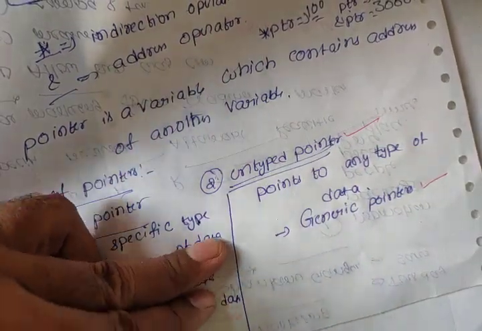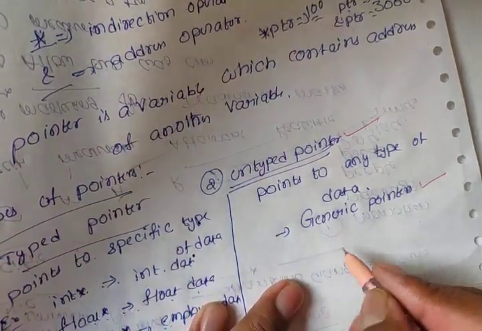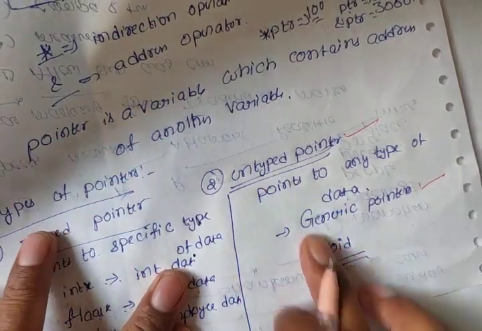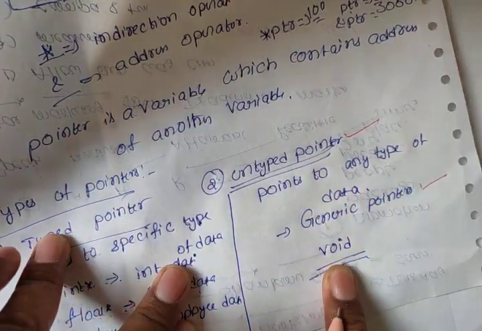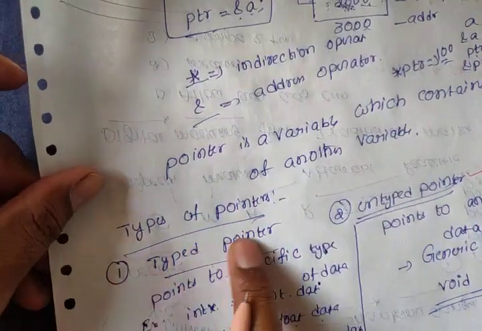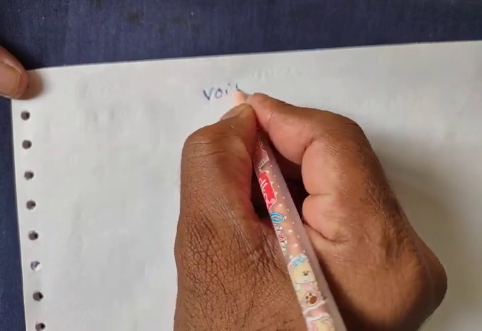So how do we represent it? For this we use the keyword void. A void pointer is an untyped pointer; it points to any type of data. This is the simple concept of typed and untyped pointers. Now I will take one simple example regarding pointers, so I am starting with void main.